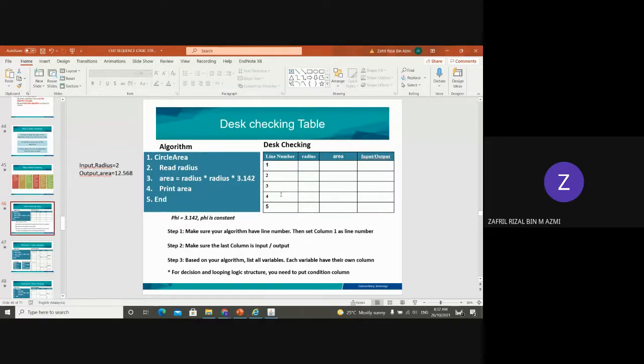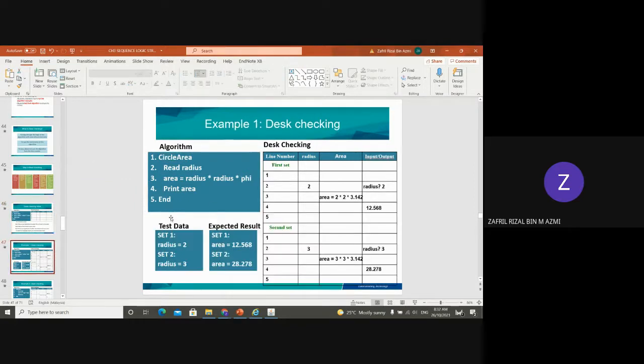So line 1 is nothing, just an algorithm name. So leave line 1 empty. And this is a complete table. This one you already changed to 3.1, 3.142.